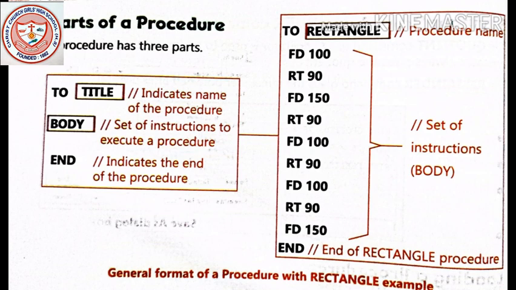So what is the general format of it? To form a rectangle: FD 100, RT 90, FD 150, RT 90, FD 100, RT 90, FD 100, RT 90, FD 150. So this is the end. Then after that putting END. Then the end of the rectangle procedure is done.